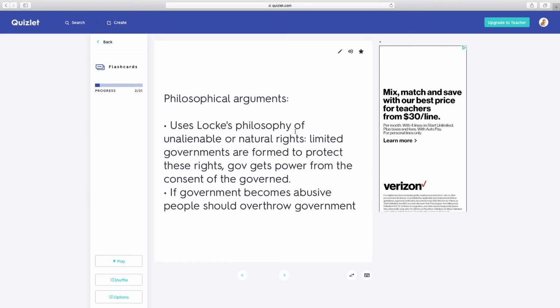Governments are formed to protect these rights. Governments get their power from the consent of the governed. We call that popular sovereignty. So when government gets its power from the people, that is known as popular sovereignty. If government becomes abusive, people should overthrow the government, okay? So this is the philosophical arguments, the Declaration of Independence.